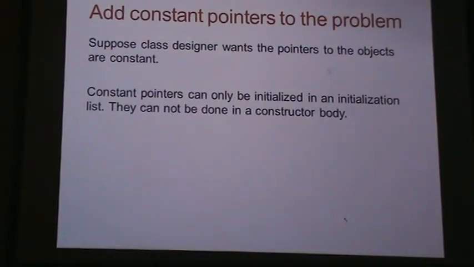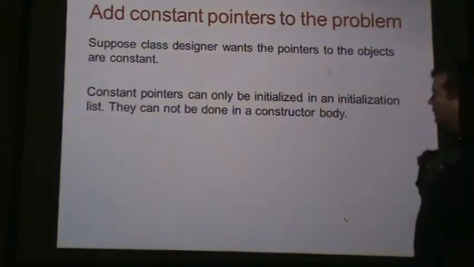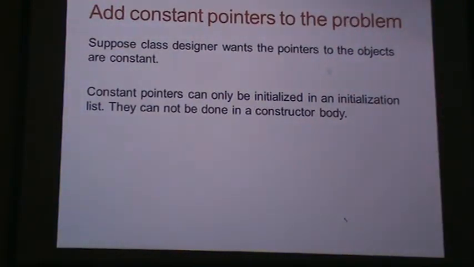So now suppose sometimes when you're creating objects, the designer of the class would like the objects to be constant, the pointers to be constant. So that way, when it's created, we can pass the pointers around, and we know that people who are passing the pointers around can't alter. So let's say the movie, we don't want people to alter it, but we want people to be able to watch it. So if that was the case, constant pointers can only be initialized in an initialization list. They cannot be done in the constructor's body.